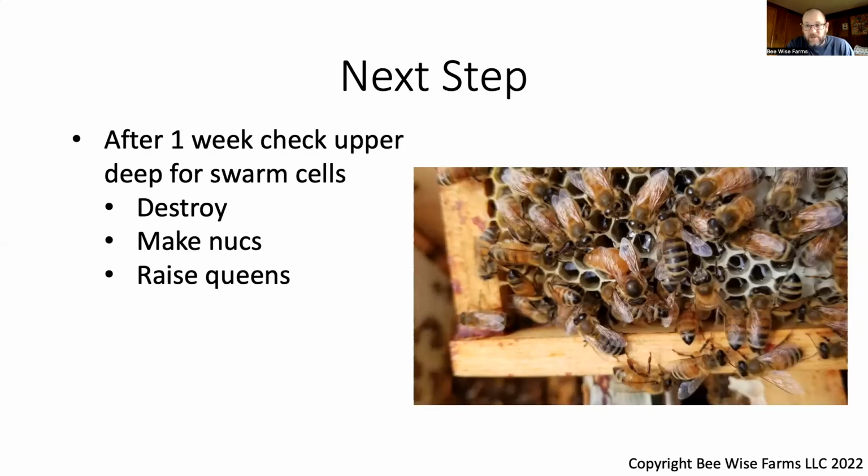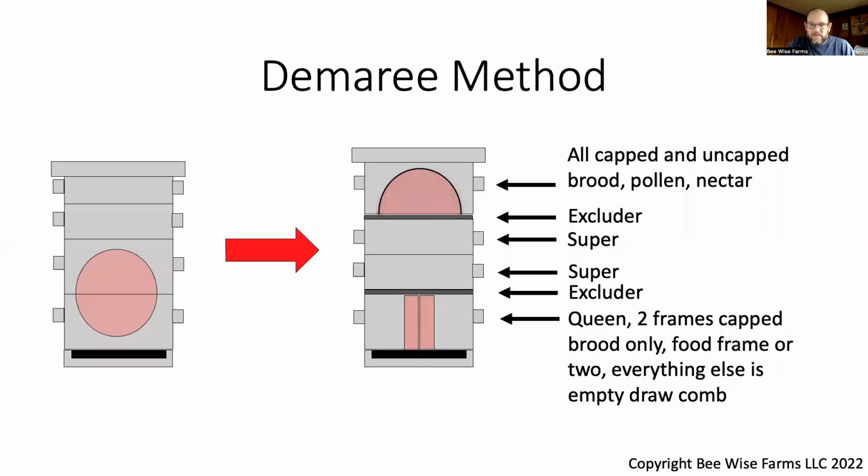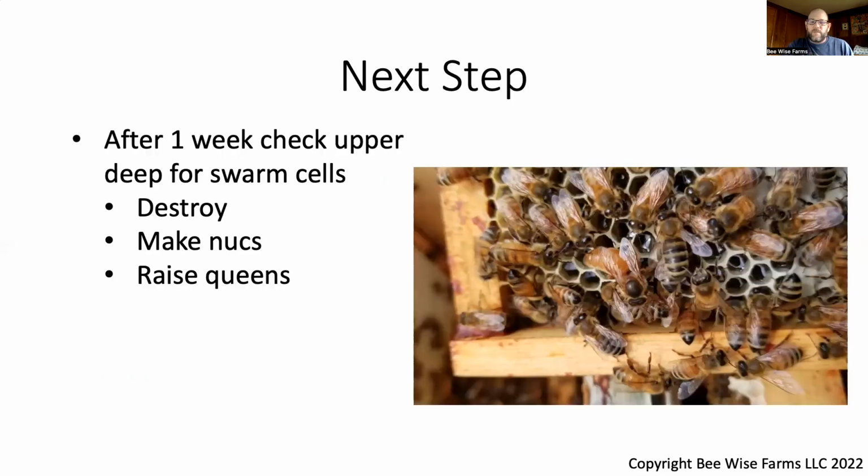Now, you could leave it on top of the hive. In this case, I showed you in the Demaree method, it's all located in one colony. But you could also move that top box and put it on another bottom board and create another colony that way, kind of like an even split. This is something you can use to basically retain that queen and make sure that your colony is not going to swarm when you get in a swarm situation.